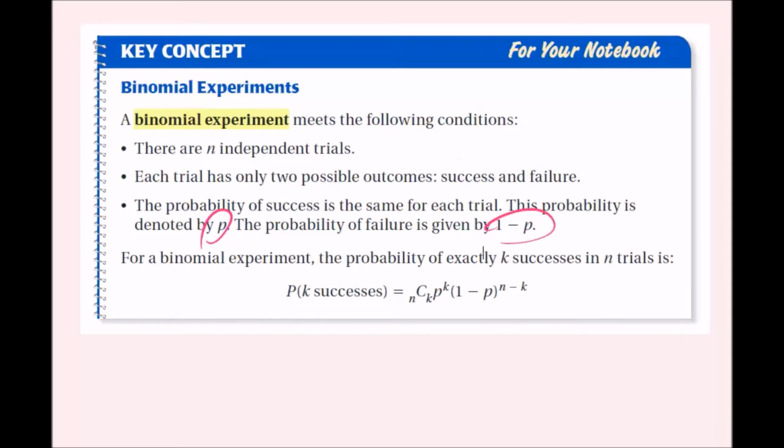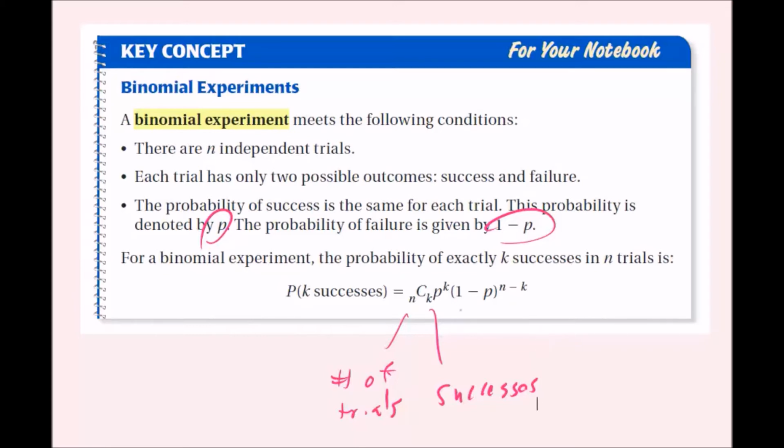It says the probability, if you want to know about k number of successes, equals a combination formula with n number of trials. So maybe you flip a coin 20 times, then n would be 20. K is the number of successes. So like we flip a coin 20 times and we care about getting 5 successes, then k would be 5.